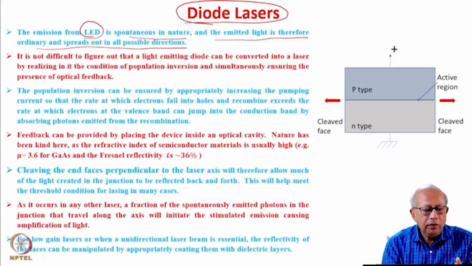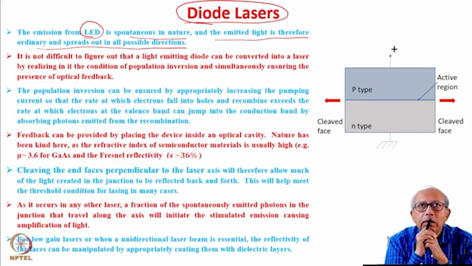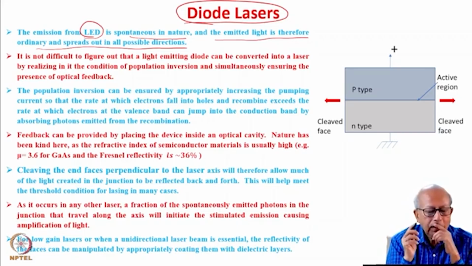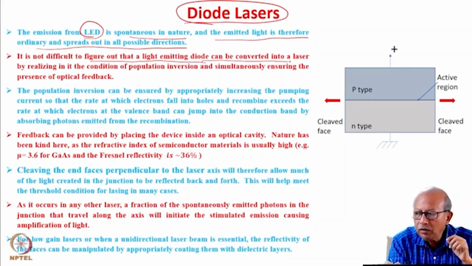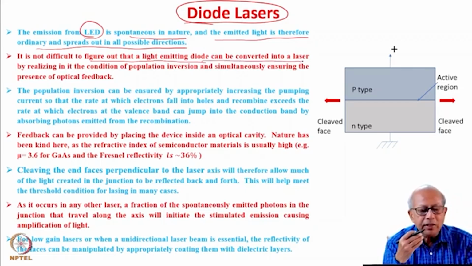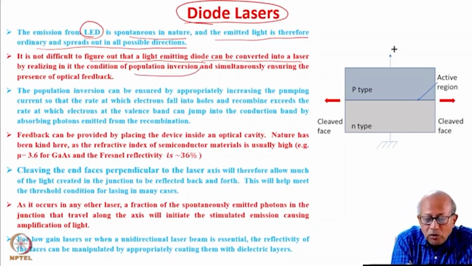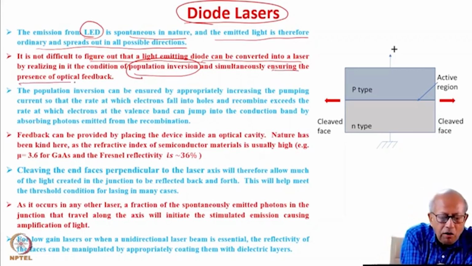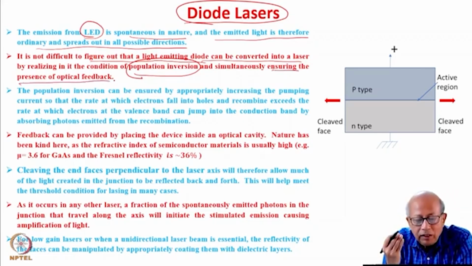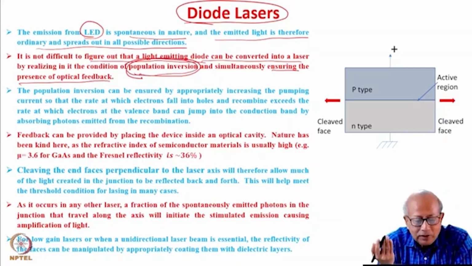So how then can we make a PN junction work like a laser diode? It is not difficult to figure out that a light emitting diode can be converted into a laser by realizing in it the condition of population inversion and simultaneously ensuring the presence of optical feedback. That is, basically we have to integrate this population inverted medium with a cavity.